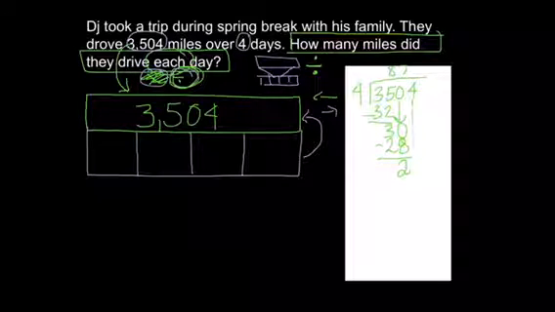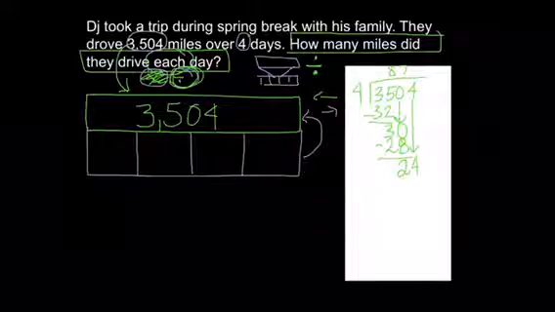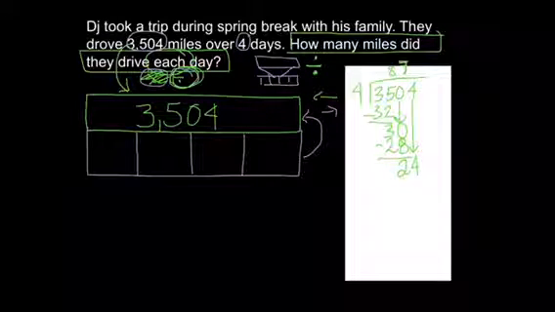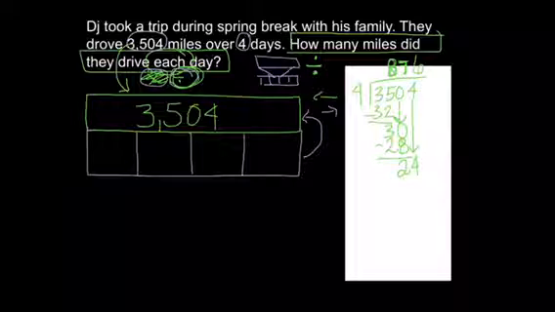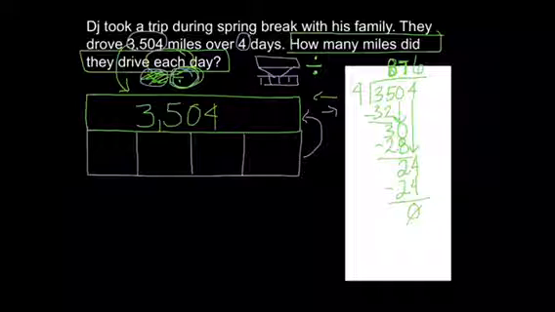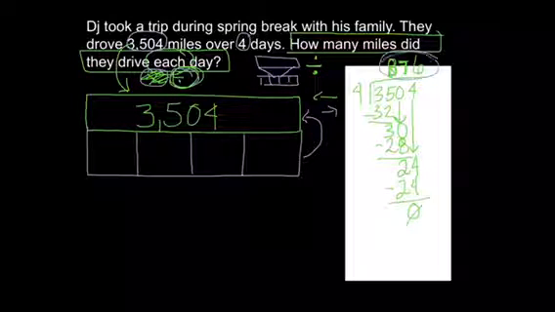My next step is to bring down. Then last, we see it's 24, and then 6. 6 times 4 is 24. I will not have a remainder with this problem, and I can stop there. So now I know that I can divide 3,504 equally 876 times.